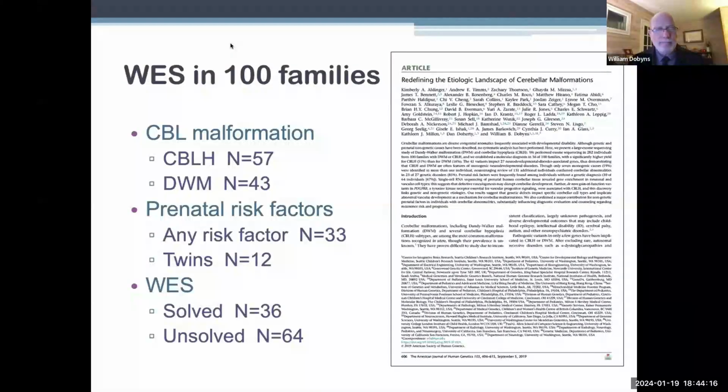All right, so in the other paper from 2019, the one from my laboratory, we studied whole exome sequencing in 100 probands with mostly common cerebellar malformations.